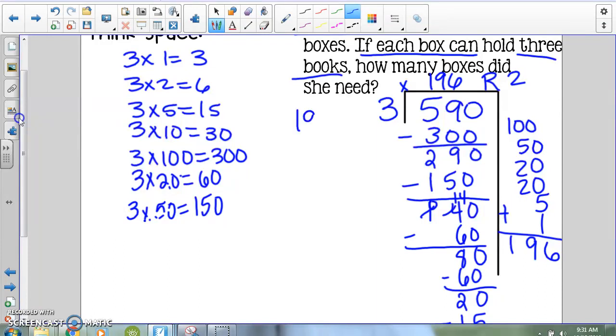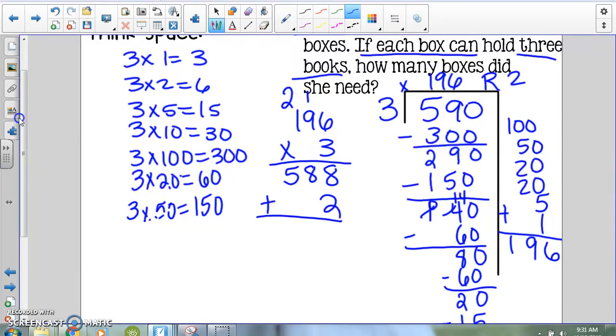Let's check our work by multiplying our quotient times our divisor. And I get 588, with my remainder being 2. I add my remainder, and I get 590. Okay?